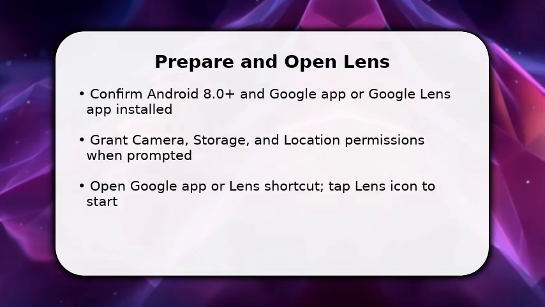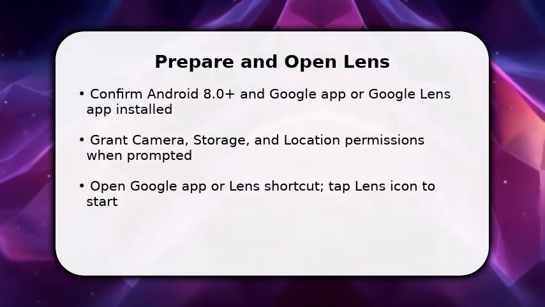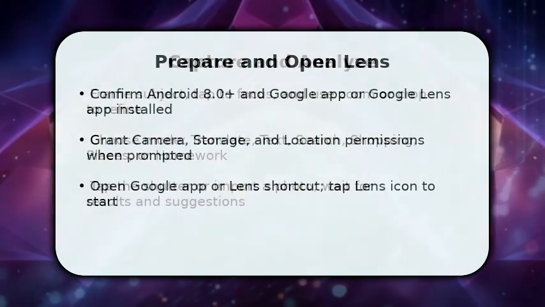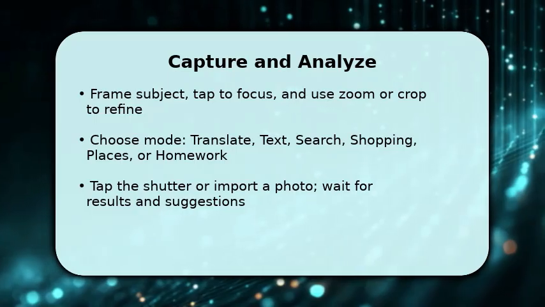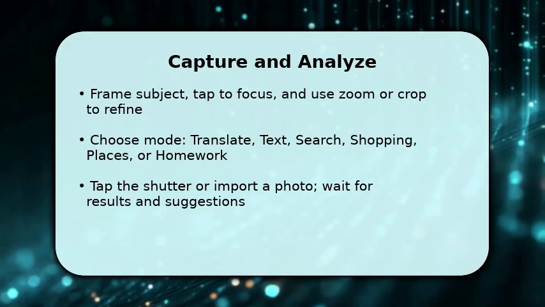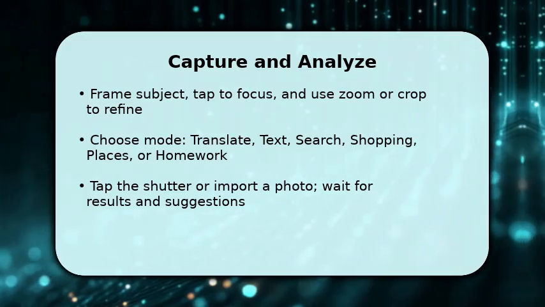After permissions, point the camera at your target and hold steady to begin scanning. You now capture and let Lens analyze. Frame the subject clearly, tap the screen to focus, and use pinch zoom or crop to isolate details. This improves OCR and recognition.